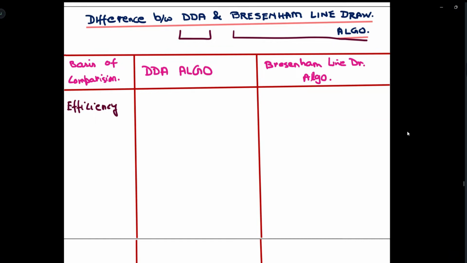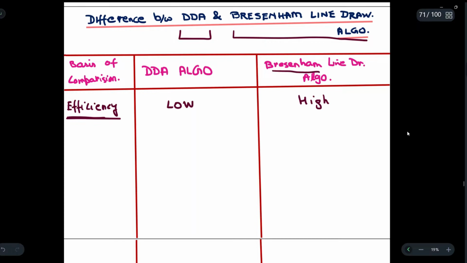So first of all, we will take up the efficiency as our basis of comparison. That is, in DDA algorithm, the efficiency is low as compared to Bresenham algorithm, whereas the efficiency of Bresenham algorithm is much higher as compared to DDA. So now let us come to the second basis of comparison, that is the calculations involved. Now in DDA we have complex calculations, whereas in Bresenham we have simple calculations.